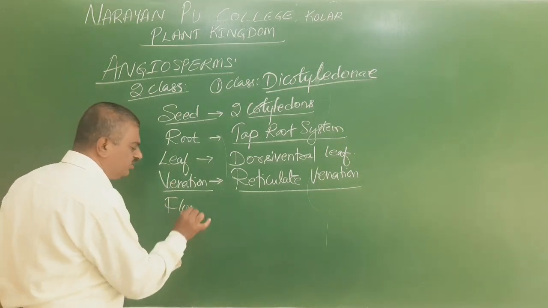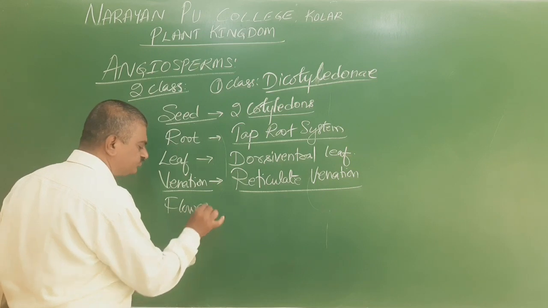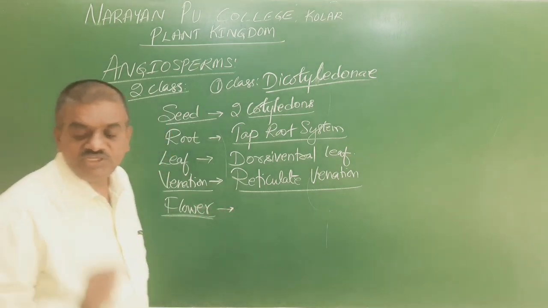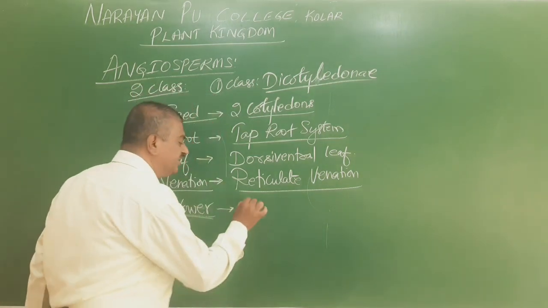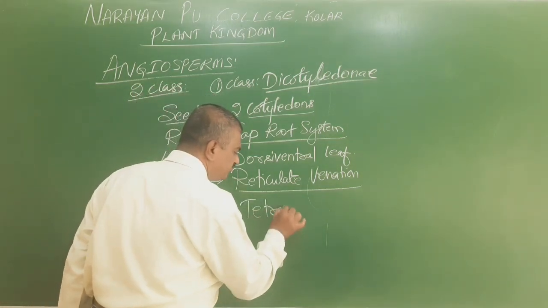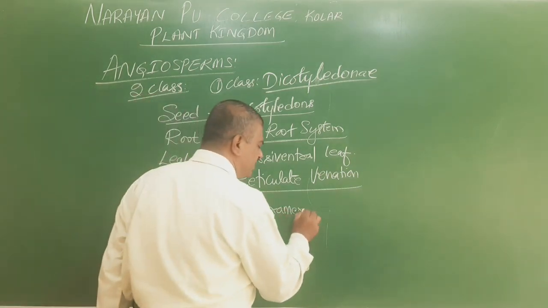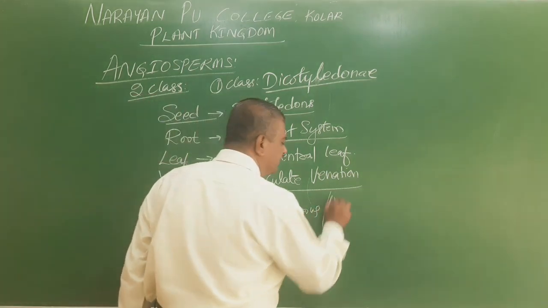Now when we go for the character of a flower, here the flowers are always tetramerous, or some of them are pentamerous.